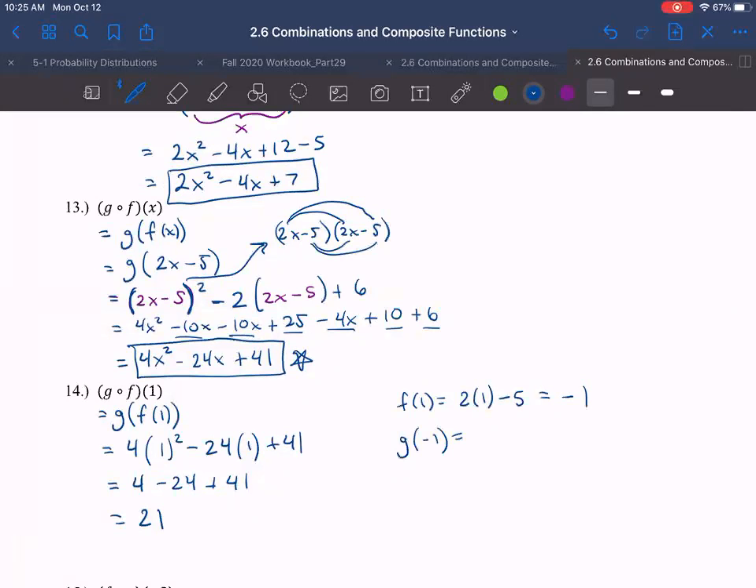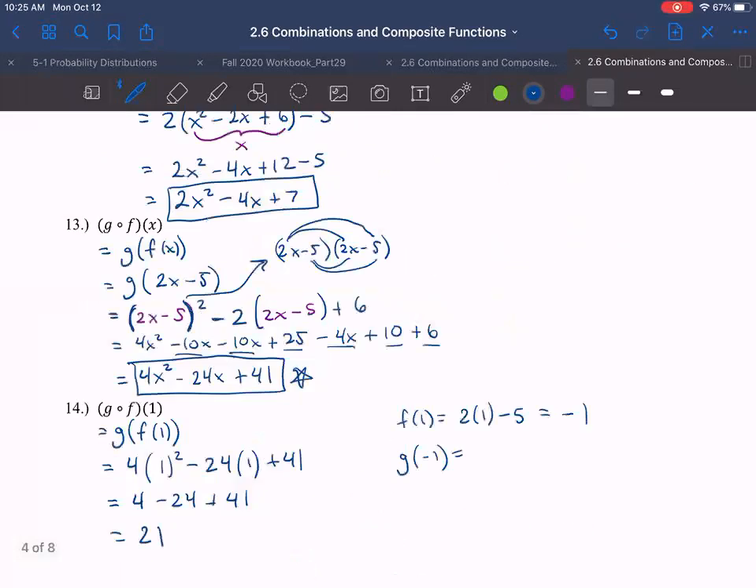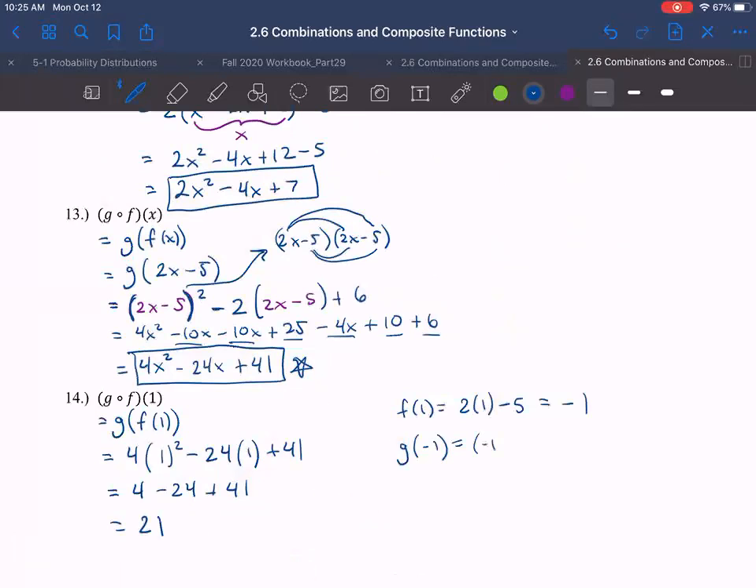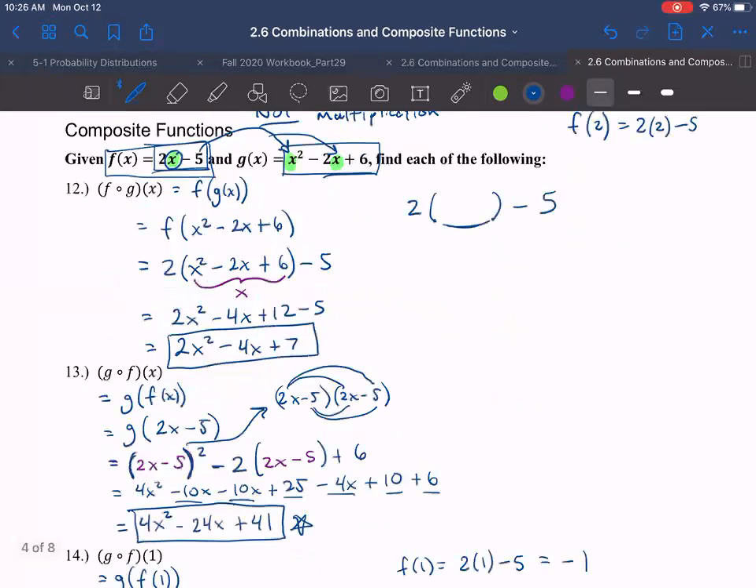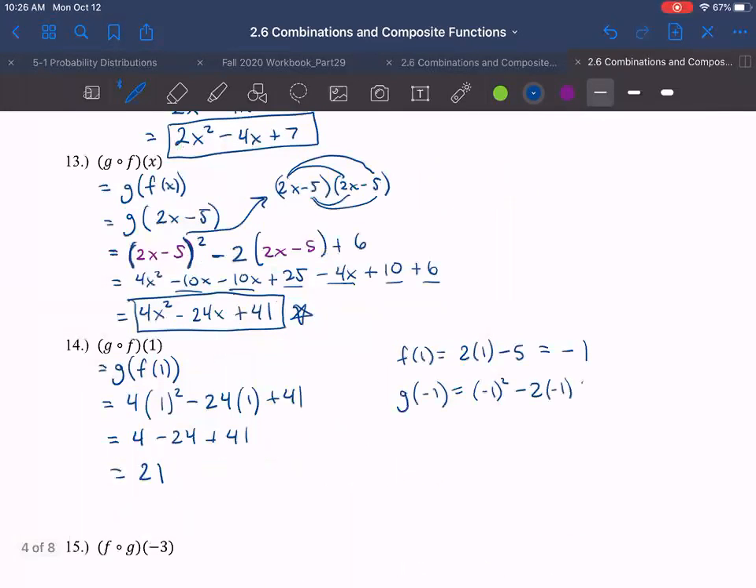And this would have been, sorry, what was it? x squared minus 2x. So negative 1 squared minus 2 times negative 1, and then plus a 6. And so that, if we went through in that order, did I do that right?